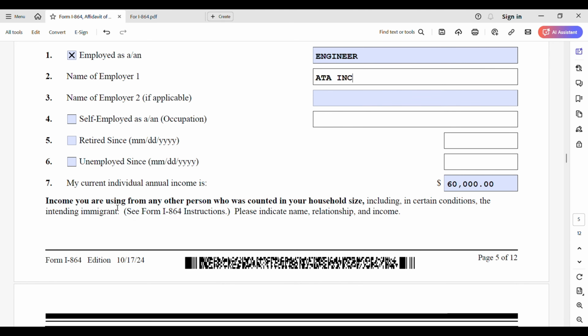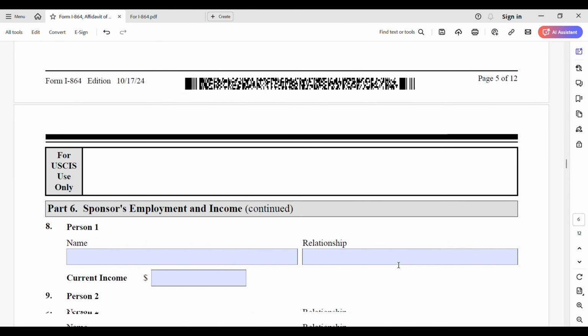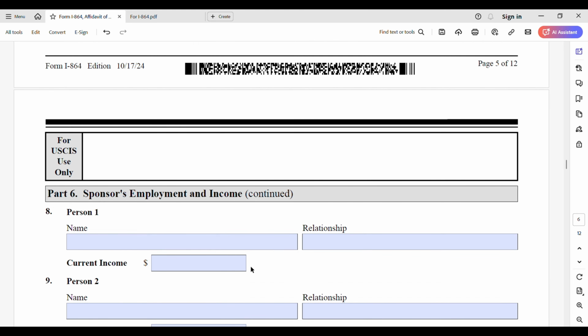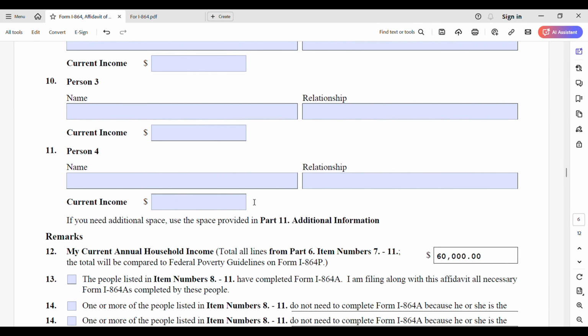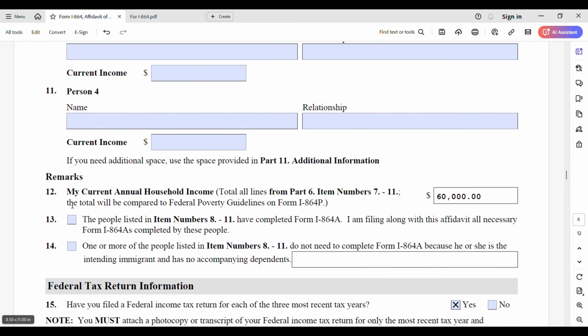Income you are using from any other person who was counted in your household size, including in certain conditions the intending immigrant, see Form I-864 instructions. Please indicate name, relationship, and income. You're going to put it right here. In my case, I did not use any other incomes. We're still talking right here about sponsor employment and income. I'm not going to use anything right here because I did not use any I-864A. Remarks: my current annual household income is going to be $60,000 because I use just my income.